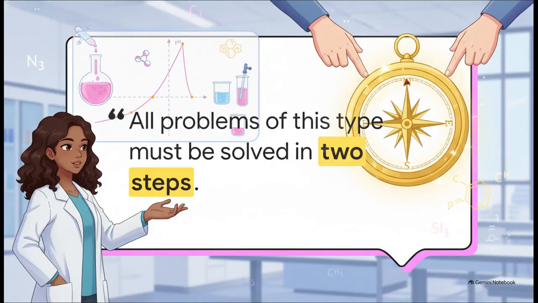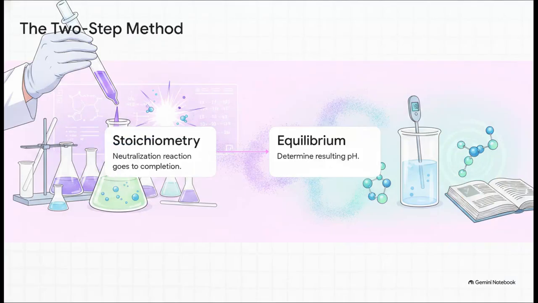To navigate this map without completely losing our minds, we have to follow the golden rule of weak acid stoichiometry, perfectly summarized by Dr. Kim right here. All problems of this type must be solved in 2 steps. A stoichiometric calculation, followed by an equilibrium calculation. Think of it as a mandatory 2-step dance.